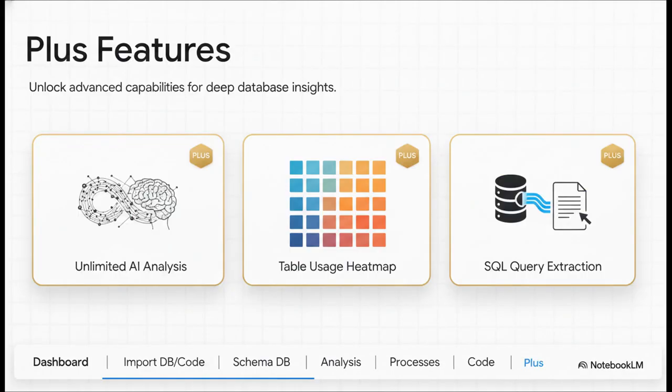Now, for the power users out there, the platform also offers a marketplace of plus features. These are advanced, modular add-ons like unlimited AI analysis, a table usage heat map, which is absolutely awesome for seeing your most critical data points at a glance, and SQL query extraction. It's important to note, though, that these Plus modules are purchased separately and are valid for 12 months. And unlike the base subscription, which has a very standard 14-day refund policy, the Plus features are non-refundable since access is immediate and irrevocable once you add them.